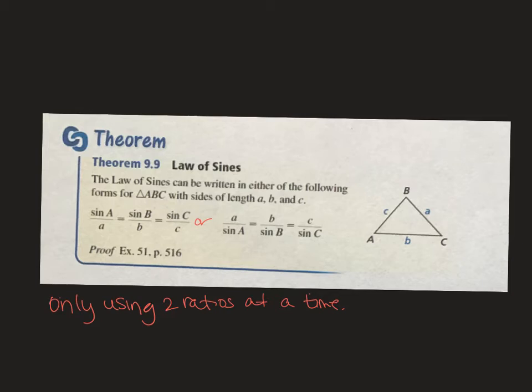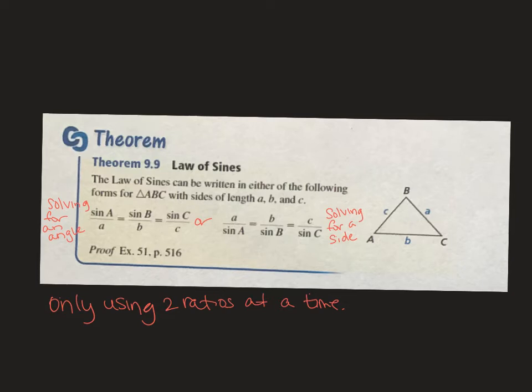Now, if you're solving for an angle, write it with your angle in the numerator. If you're solving for a side, you want your side in the numerator. It just makes it easier. It doesn't matter either way which way you do it, but it does make it easier to solve if whatever you're solving for is in your numerator instead of your denominator.